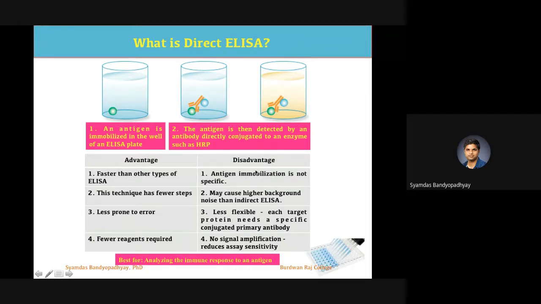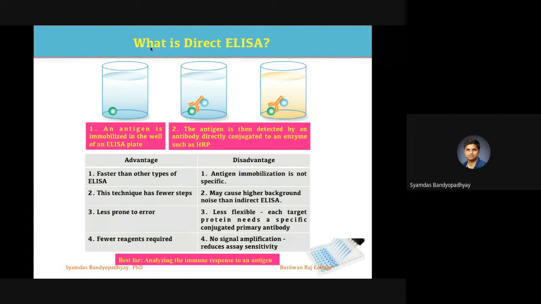Now there are also certain disadvantages associated with the direct ELISA. For example, the antigen immobilization is not specific. Sometimes they can bind non-specifically. Number 2, this may cause higher background noise than indirect ELISA. So higher background noise, right? Higher background noise means in the control sample also you'll get a lot of color developed.